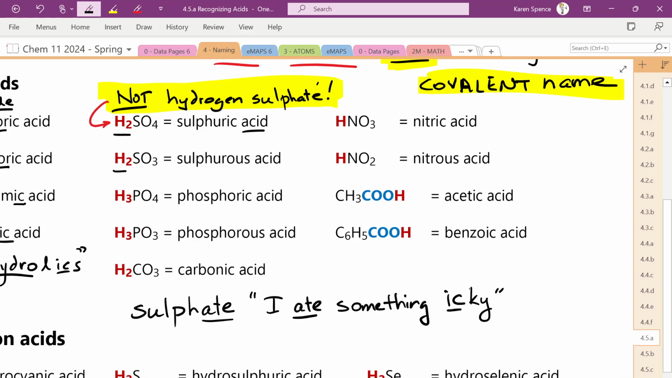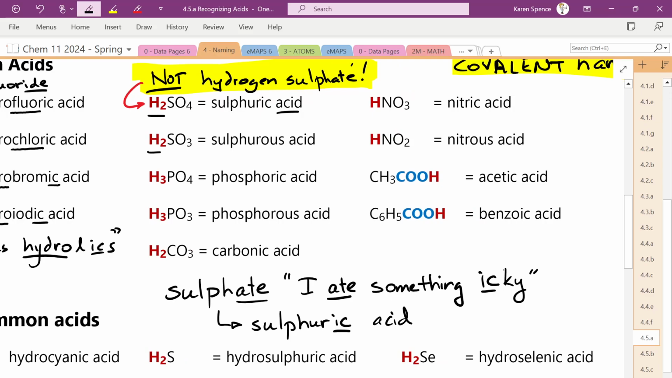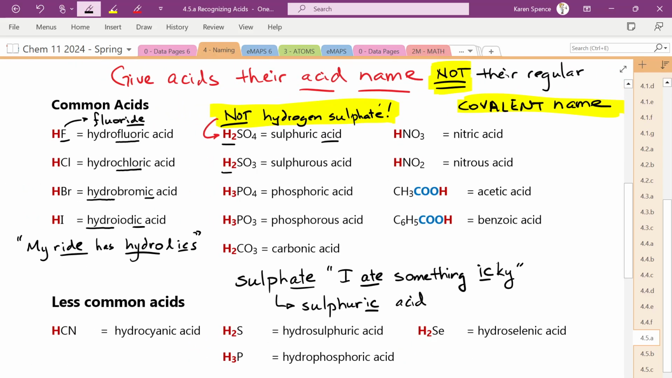So if I have sulfate, that becomes sulfuric acid. You notice, is there a hydro there? No, and that's because it's not an "ide" ion. It's an "ate" ion. If you have an "ate" ion, it's just "I ate something icky." If you have an "ide" ion, fluoride, chloride, then it's hydro-ic: hydrochloric, hydrobromic, hydrosulfuric.